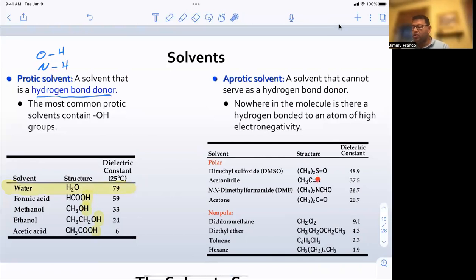Aprotic solvents don't have those hydrogens, right? So they don't have anything that can be a hydrogen donor. So essentially, they don't have an OH or an NH. Almost all protic solvents are polar, right? And so the dielectric constant is just a measure of how polar those are. Aprotic solvents can be both polar solvents and non-polar. Right? And so some of the ones we'll use in this class are DMSO, DMF, and so they help determine the type of reaction we're going to see.